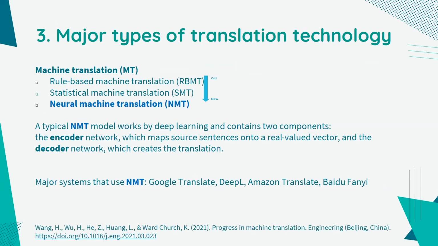For neural machine translation systems, a typical model works by deep learning, and it will contain two components: the encoder and the decoder. The encoder network will map source sentences onto a real-valued vector, while the decoder network will create the translation itself. There are a lot of machine translation systems that adopt NMT, such as Google Translate, DeepL, Amazon Translate, Baidu Fanyi.